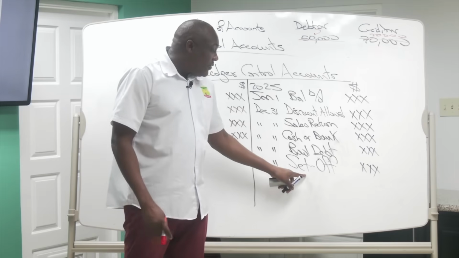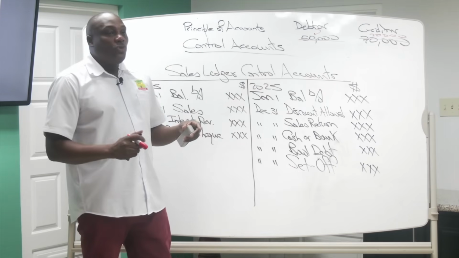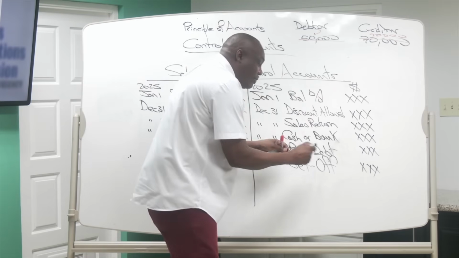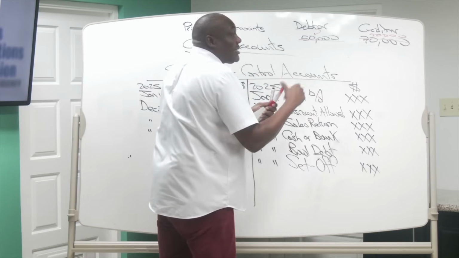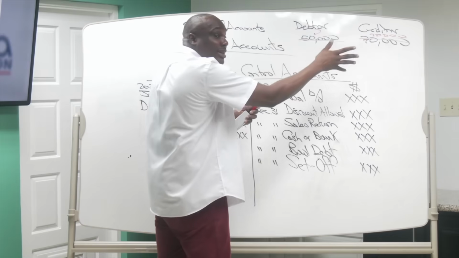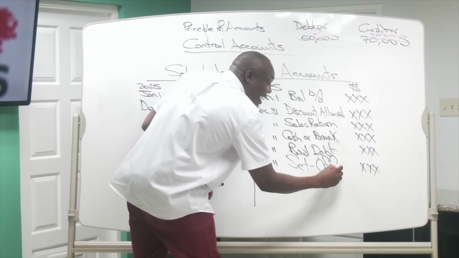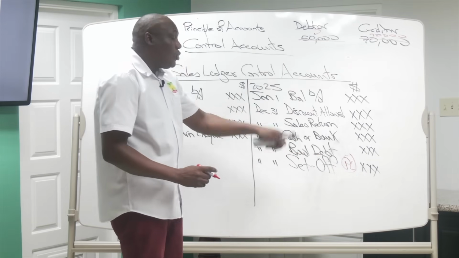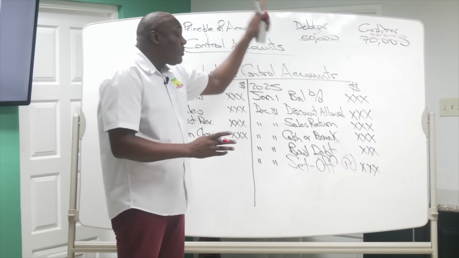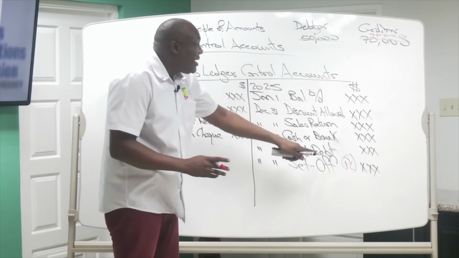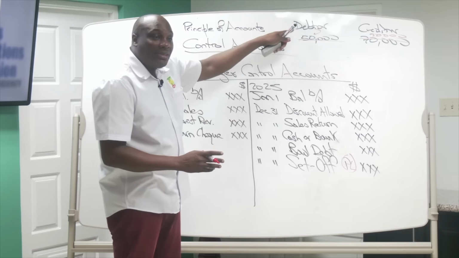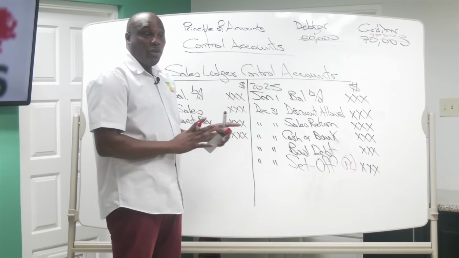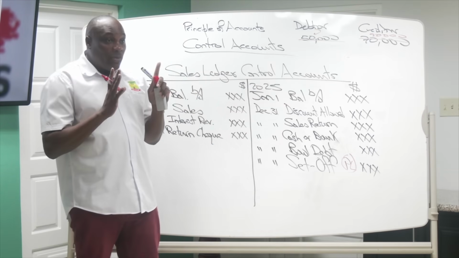So now set off is simply where you are reducing a debtor balance against the purchasing ledger. Remember, set off is where the person is a debtor and a creditor. So you say set off against purchases ledger. Whatever the person owes you, and whatever you owe the person in the purchases ledger, you would then set it off against what they owe you in the sales ledger, that is the debtor. Is that understood?